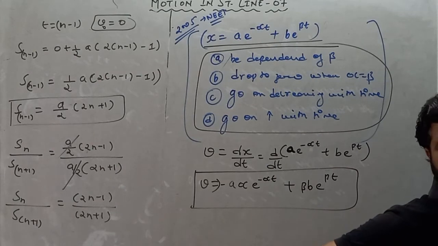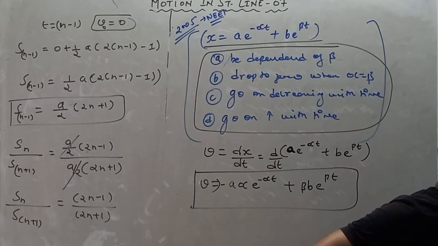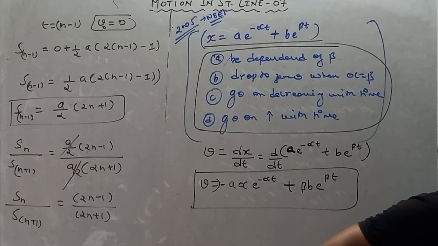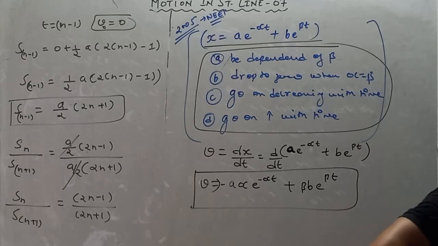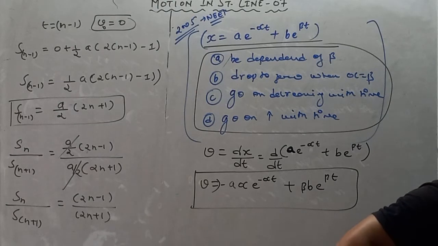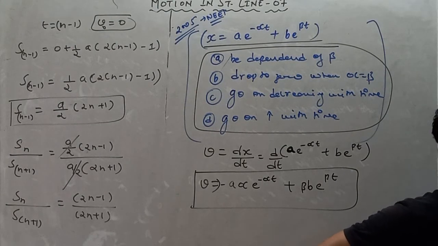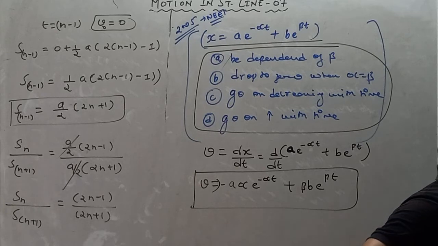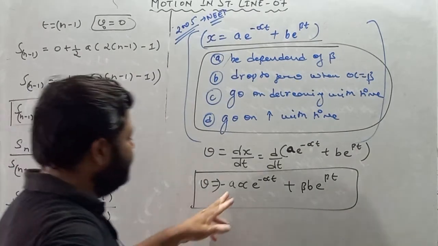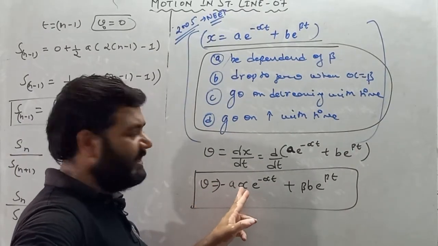So now see, the equation of velocity is minus a alpha e raised to the power minus alpha t plus b beta e raised to the power beta t. So here it is very clear that velocity is not independent of alpha and beta. Write down, velocity is not independent of alpha and beta. So my dear students, see, in velocity we have alpha, we have beta.